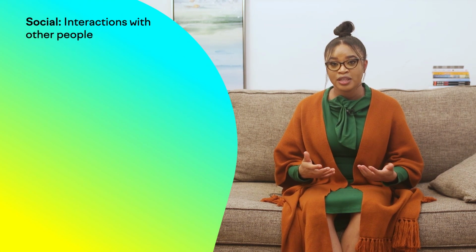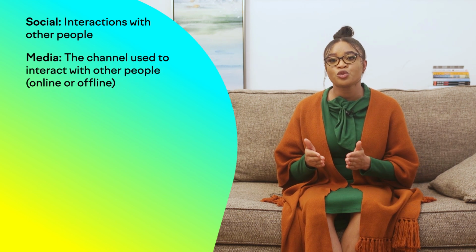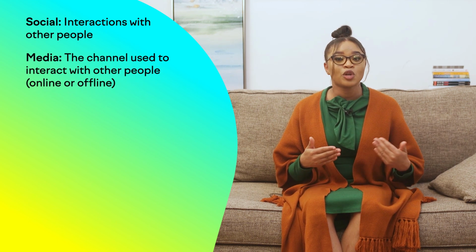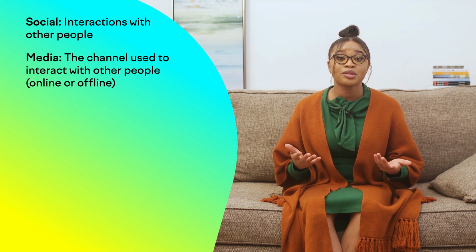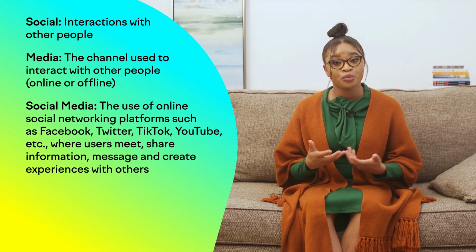Before we begin with the definition of social media marketing, I want you to look at it from 4 angles. 1. Social. Interactions with other people. Number 2, media, the channel used to interact with other people. It can be online or offline, also sometimes referred to as digital and traditional channels. Number 3 is social media.